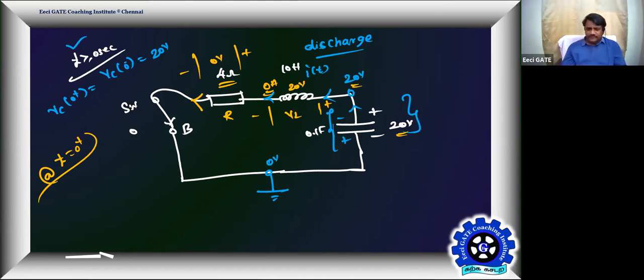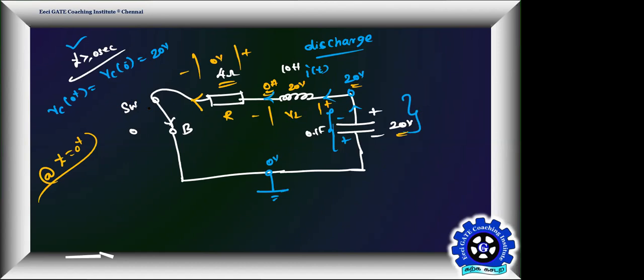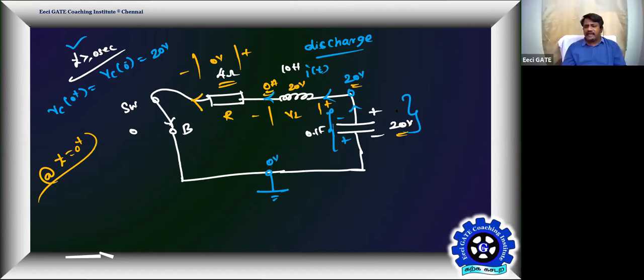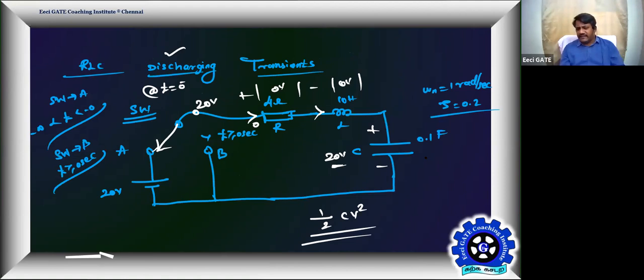Is it clear? Yes or no? Yes, sir. So now let us find the discharging current and the expression for Vc of t as well. Okay, the goal is this. We need to find the Vc of t expression, assuming it has the initial voltage Vc of 0, and find the current I of t in this direction. That's what we need to find for t greater than or equal to 0 seconds. Okay, we'll do that.